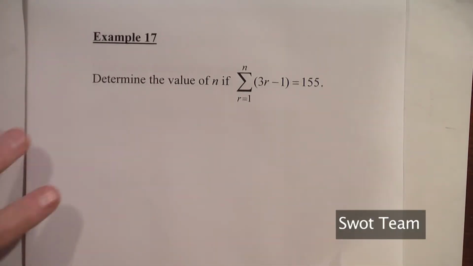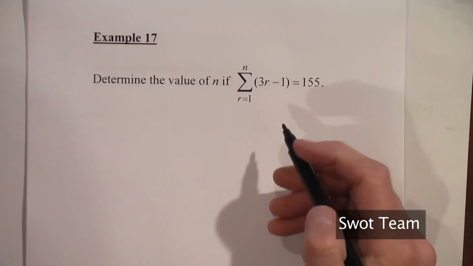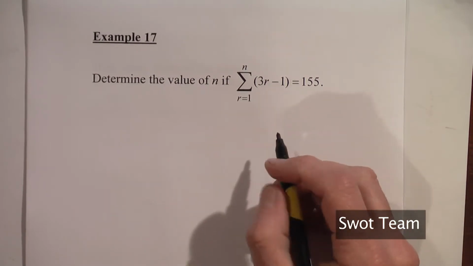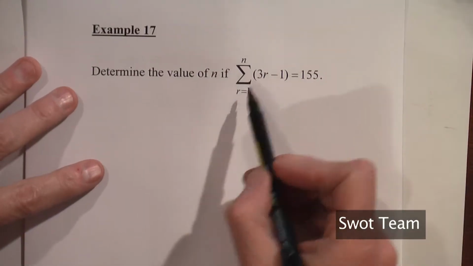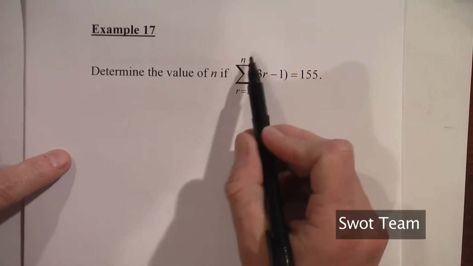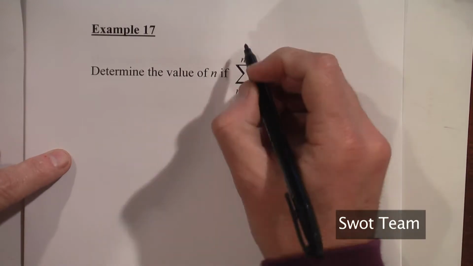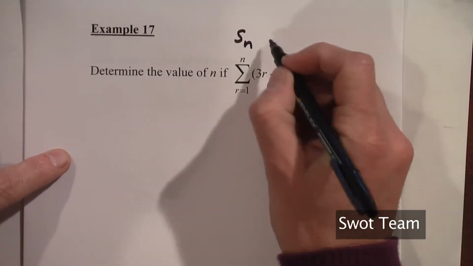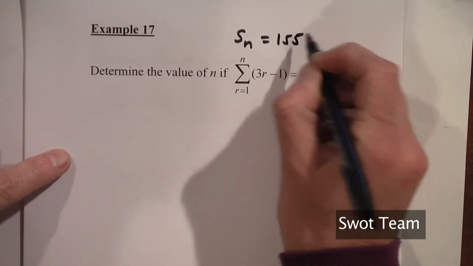Example 17. Man, this one. Moment of silence, boys and girls. Look at the sum, but do not run away. Okay, listen to me. Let's attack this thing. It's actually much easier than you think. It says determine n if the sum to n terms is equal to 155. Okay, now what on earth do we mean by this horrible thing?